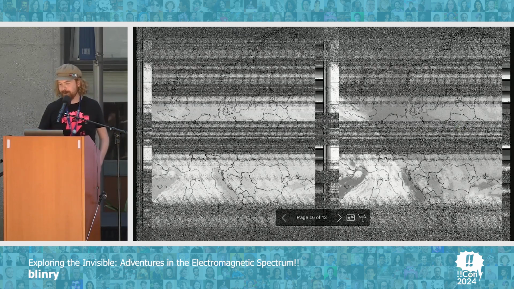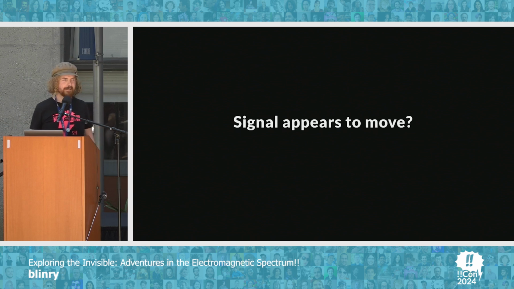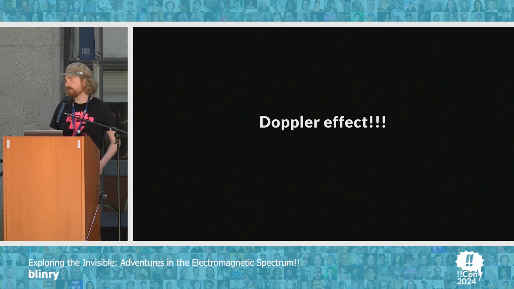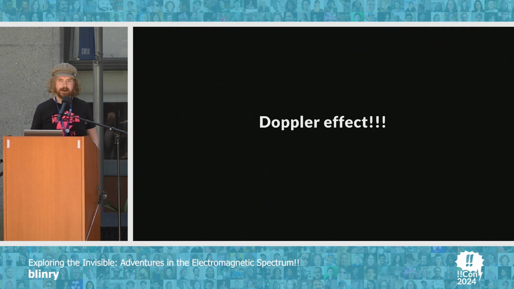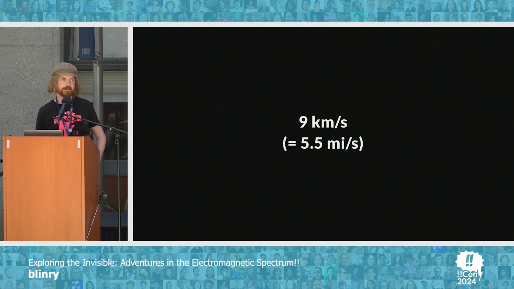And also, I noticed that the signal of the satellite appeared to move in the frequency spectrum. And at first I thought, what's going on there? Until I realized that's just the regular Doppler effect going on, because the source of the signal moves. And by measuring the offset of this shift and plugging that into a formula for the Doppler effect, which I found online, I could calculate the satellite speed to be 9 kilometers per second.